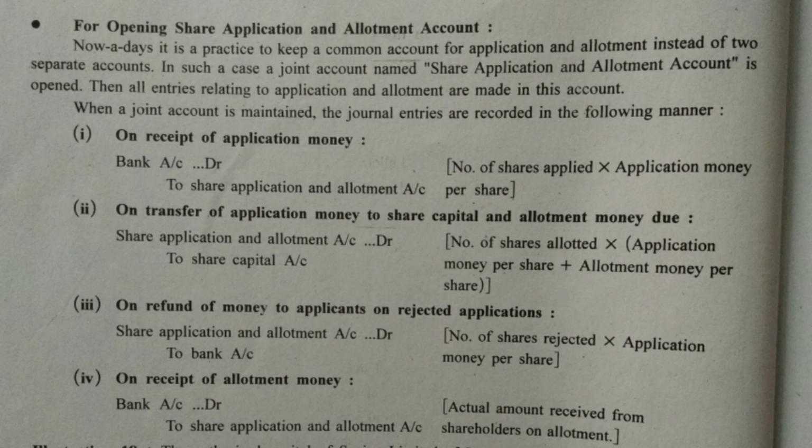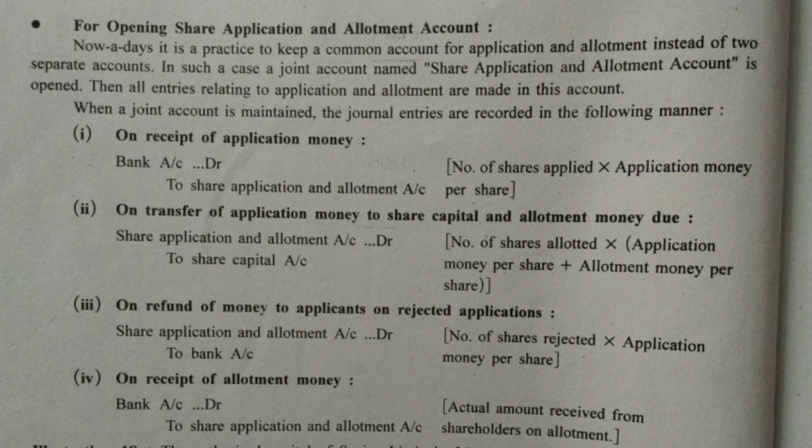Now, till date we have learned that the amount of share is called up in installments. That is, first with application, then with allotment, then with first call, and then with final call. But now, if the amount of share application is to be called up all together, during that time a joint account is maintained, which is called share application and allotment account. So that type of sum we are going to do in the next lecture, for which I am going to explain the journal entries in this lecture.